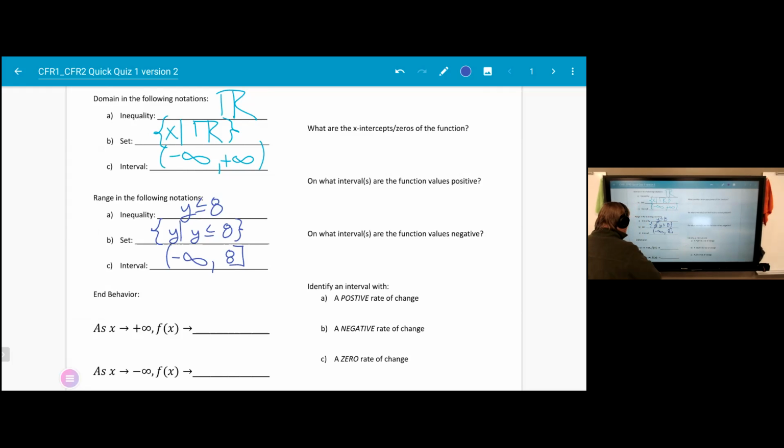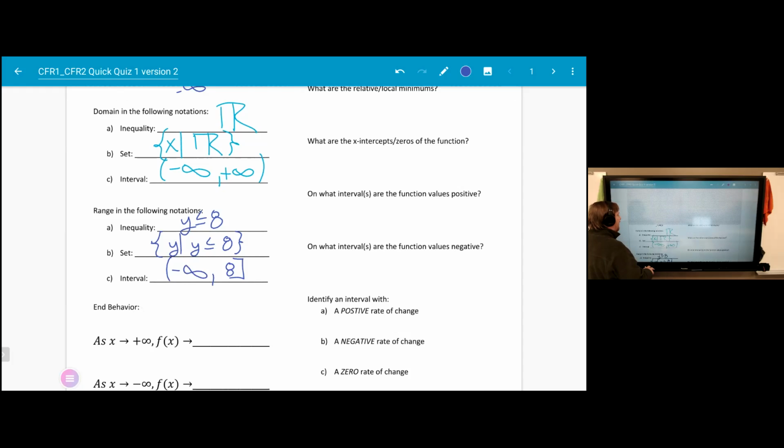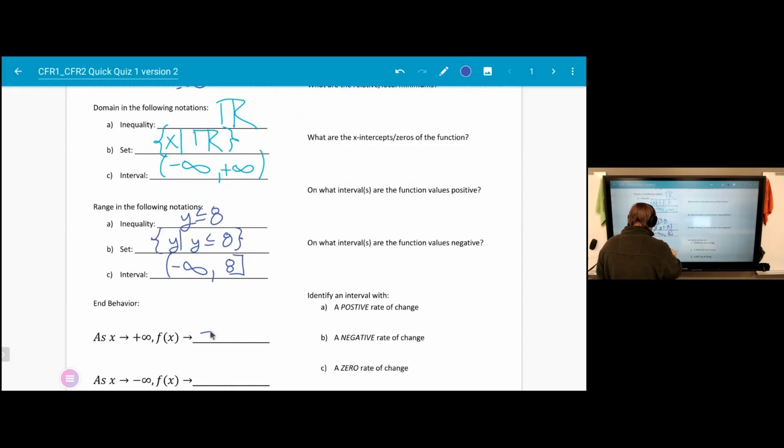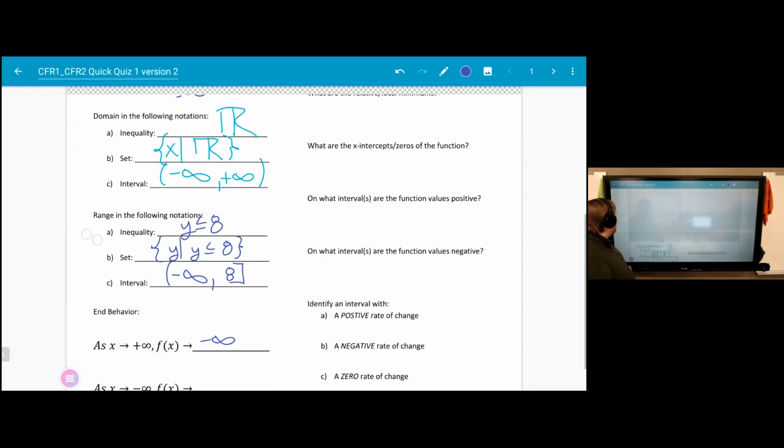All right. This one here, the end behavior as x goes to positive infinity. In other words, look at the right-hand side of the graph. Do I have an arrow? I do have an arrow. Since I have an arrow, I say what direction is it pointing in? And it's down. It's going down for real. So that is negative infinity. Down is negative infinity. Now I look on the left-hand side.